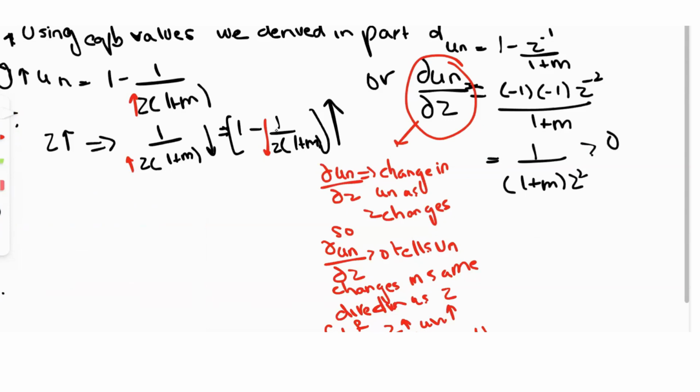So partial un by partial z is positive. So as z increases, un increases, right? If z had decreased, then un would decrease, right? This is about un. Now we're seeing the factor un.